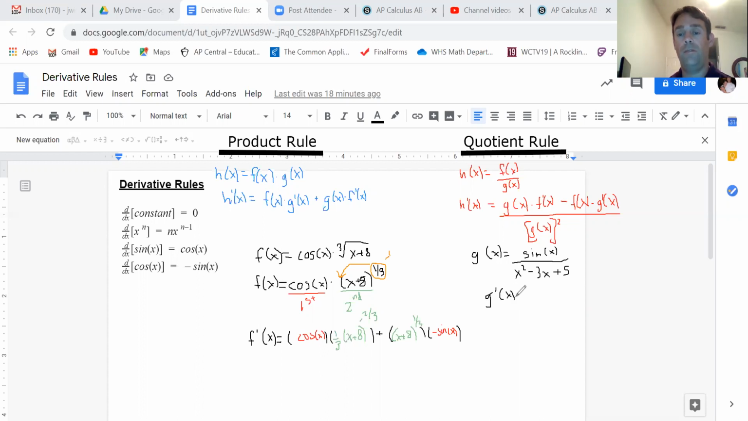All right, and we're going to have the bottom times the derivative of the top minus top times the derivative of the bottom all over the bottom squared. All right, so here's our top function. And we could have called that f of x. We wanted to call the bottom function g of x, or you can just call it bottom, doesn't matter.